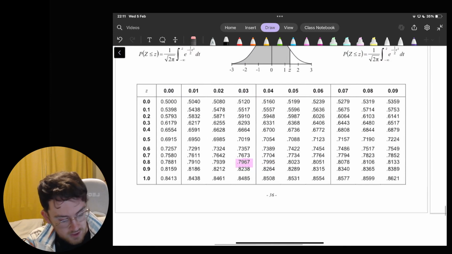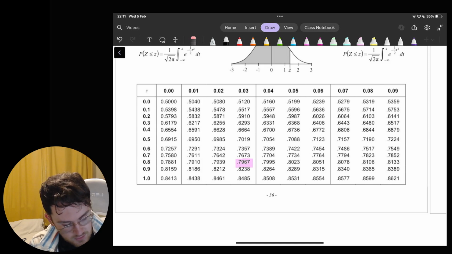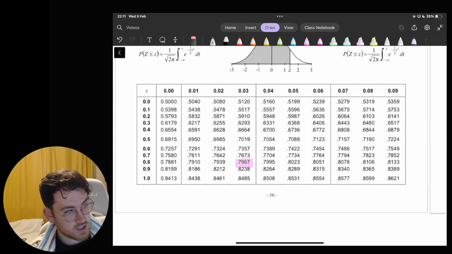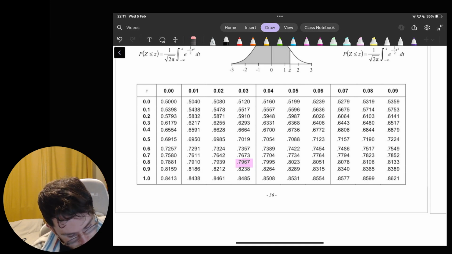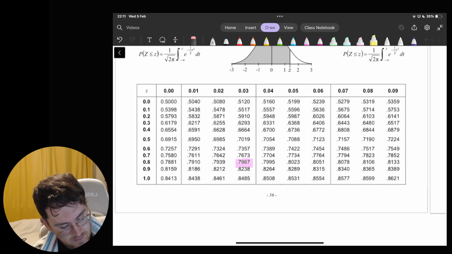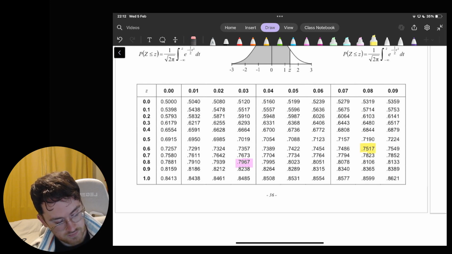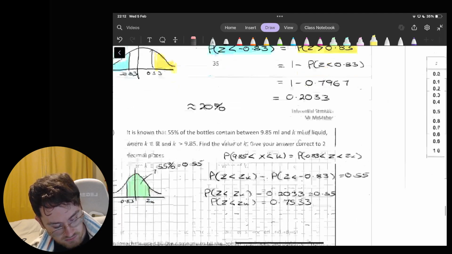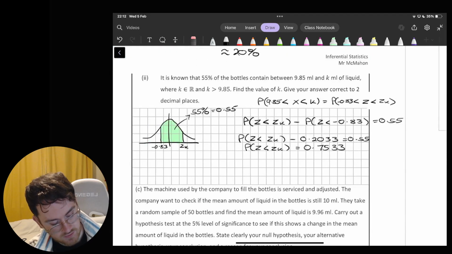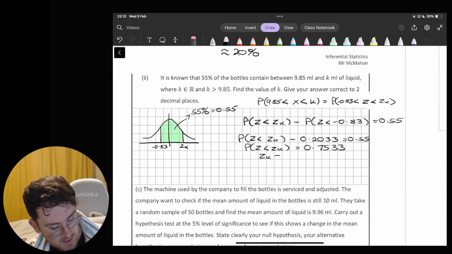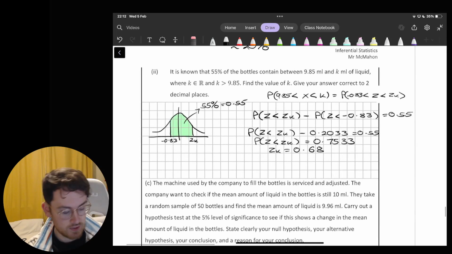We're doing a lot of work here really with just z scores. We actually haven't really gotten to our actual values here. So 0.7533, we'll pick something that's as close as possible to that. Looking at my values here, I'm thinking this value here is closest, so 0.68. Seems like a good bet for us here. So we could say that zk is 0.68.